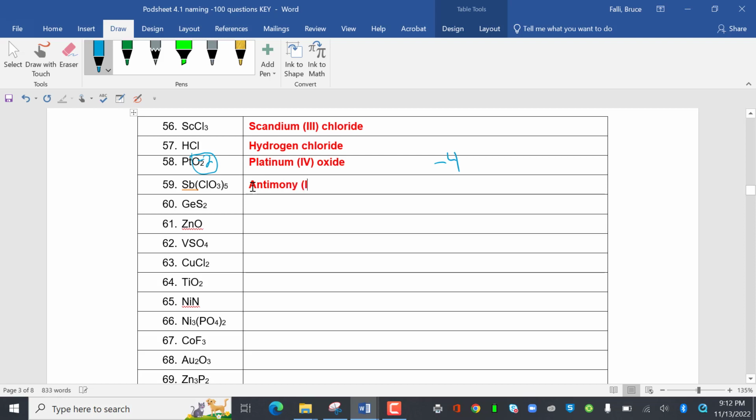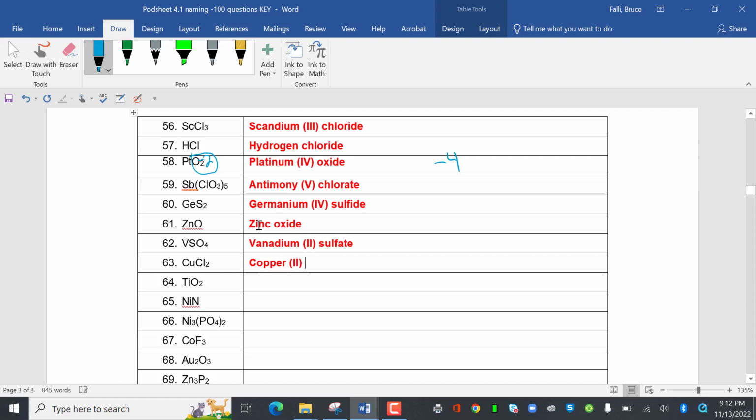Antimony 5 chlorate. Germanium 4 sulfide. Again, when you have these subscripts, you got to see 2 -2s or -4s. So that tells you where it is. Zinc is in the Roman region, but it's one of the lucky ones that only has 1 charge, so it does not have Roman numeral. Vanadium does. Vanadium's charge has to equal sulfate, and sulfate is -2, so vanadium is +2.